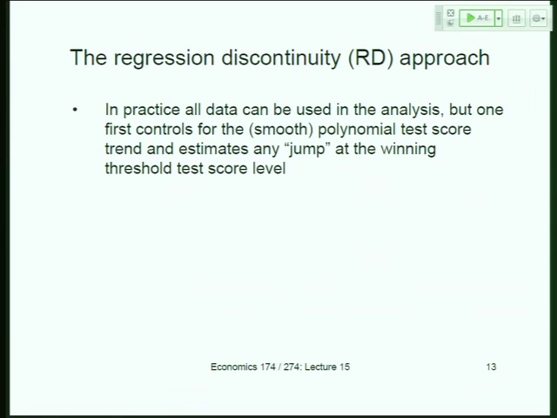Yeah, so in practice, if you have the amount of data that we have, which is not tons, people will often use all the data and then do these polynomial controls on both sides. So you don't necessarily even need a bandwidth. You're using all the data, and you're estimating this jump. We're using all your data to get these polynomials.